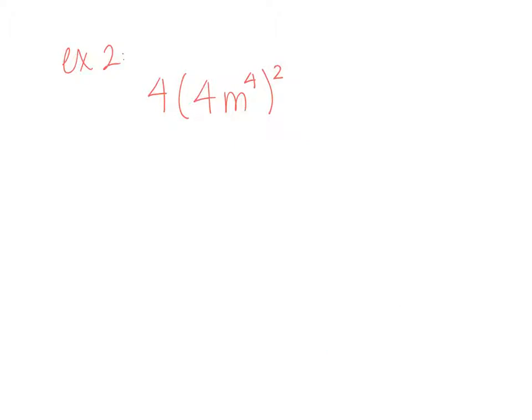Alright, next one, I have 4, and then 4m to the fourth, all squared. So notice the parentheses are just this part right here. So that means the squared is only going to get distributed to the things inside the parentheses. So I have 4 and m to the fourth. Each of those are going to get a squared. And then that 4 out front is just going to come down. So now inside I have 4 squared, which gives me 16.